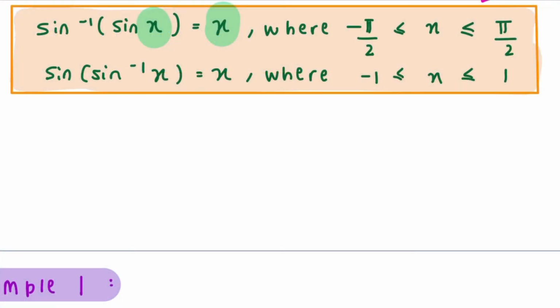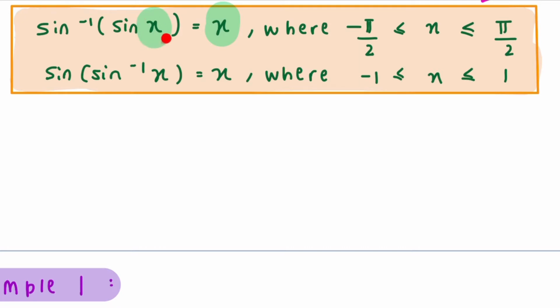Now let us see the properties for inverse sine. We have learned this during last semester. When an inverse function is composed with that function, the answer is just x. So you can see here, inverse sine composed with sine x, the answer is just x. You can just use the properties without any calculation. However, please be careful. This answer is correct only when it is within the domain.